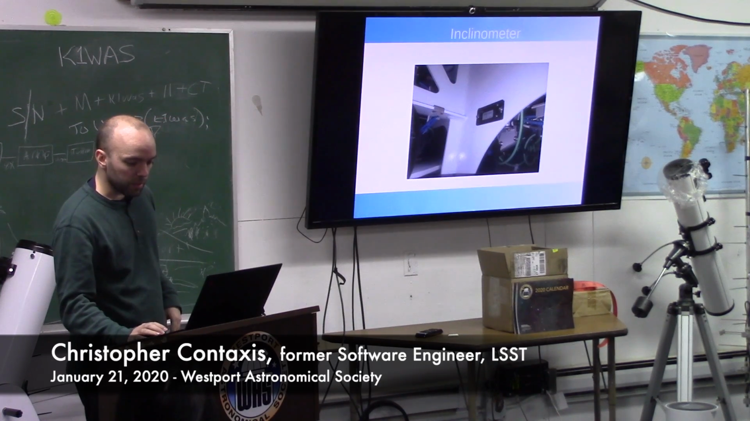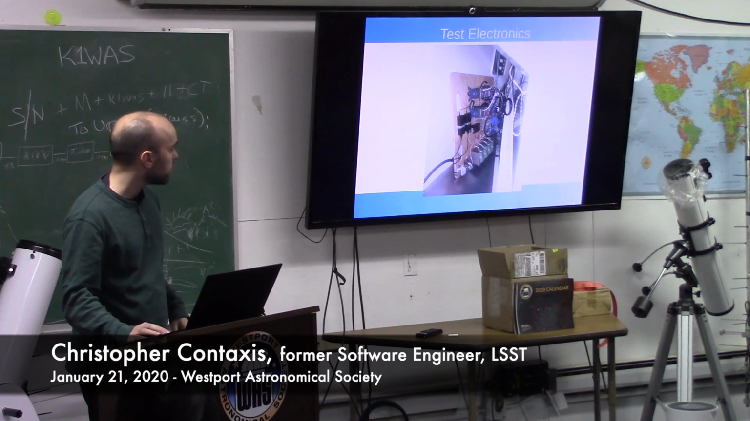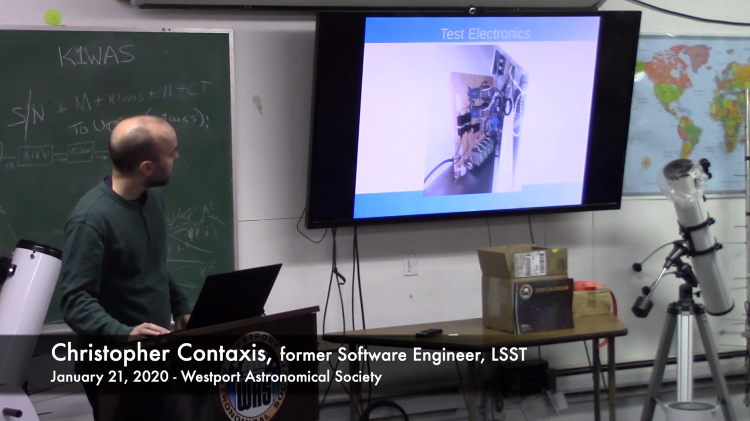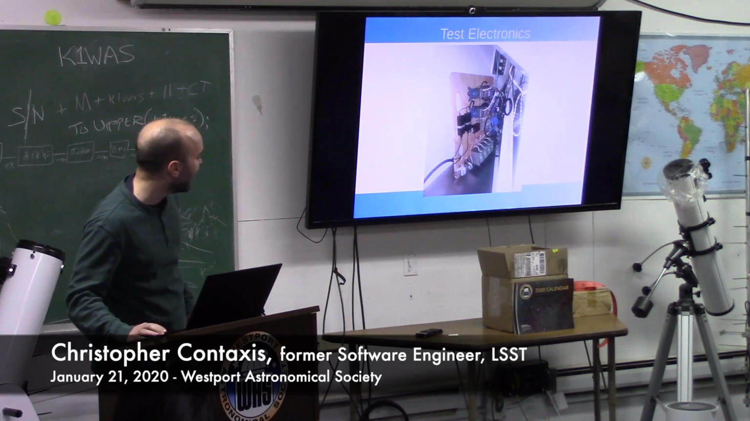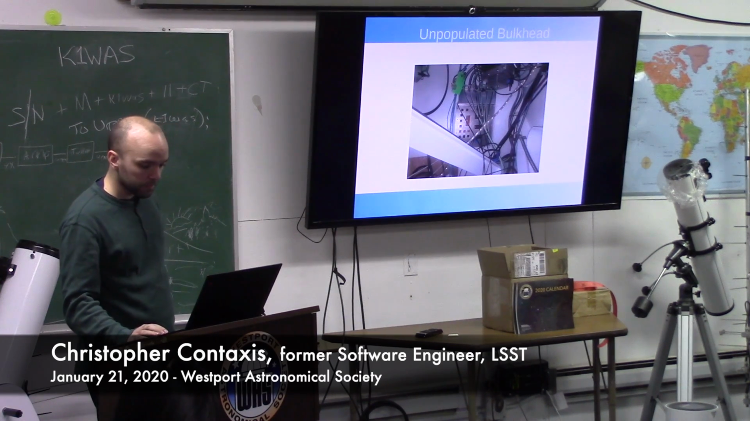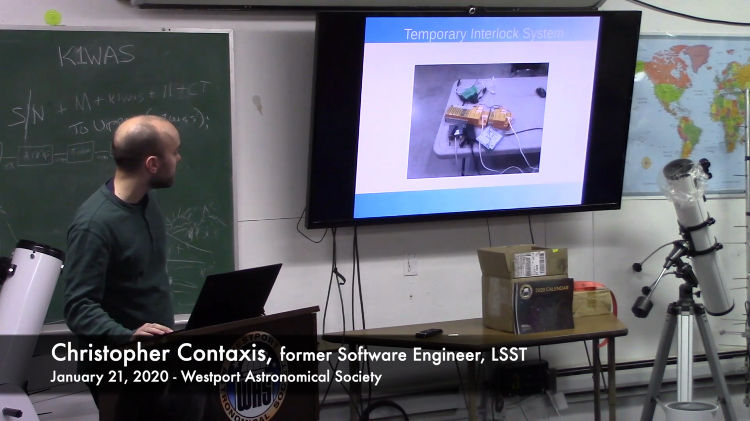That's a little inclinometer. Here is the very high-tech test electronics from when we did not have the control system, on a nice piece of wood. And there's our unpopulated bulkhead connector, where the cables would eventually be populated. Here's our temporary interlock system. As you can see, it's very high-tech, very clean and neat.